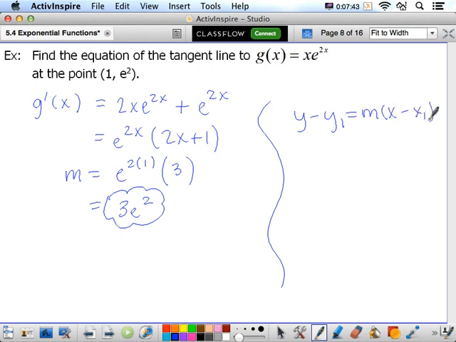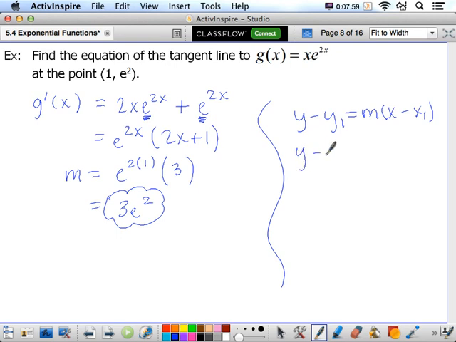Miss Hughes, how did you go from the 2x e to the 2x plus e to the 2x to the e to the 2x? I factored out the GCF, I took the e to the 2x out. And then I just plugged in the 1 and got 3e squared.